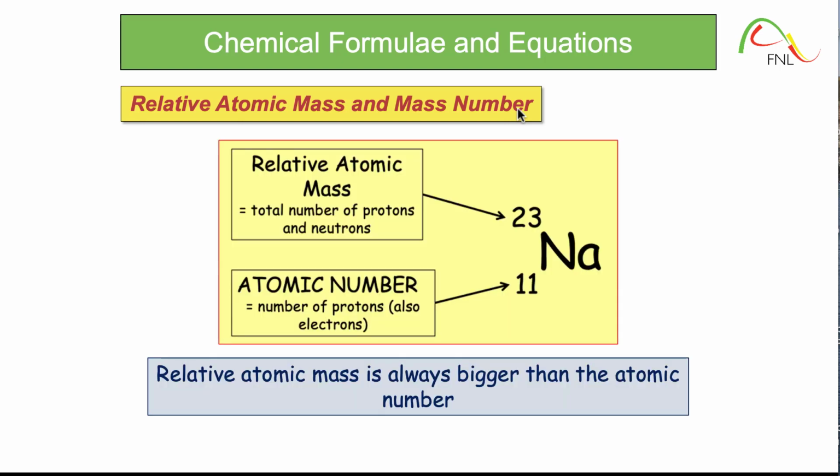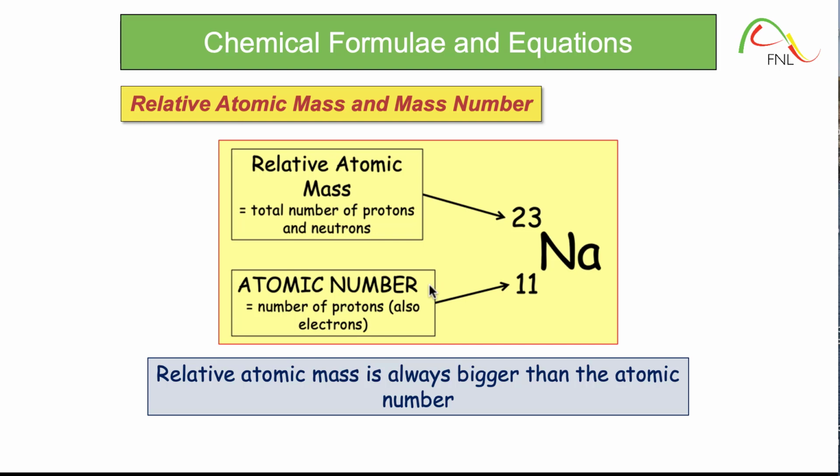Now if you choose any element in the periodic table, you will find the symbol, for example here we've got Na for sodium, and two numbers, 23 and 11. Now 23 refers to relative atomic mass, and this is the total number of protons and neutrons. And at the bottom here we've got 11, this is the atomic number.